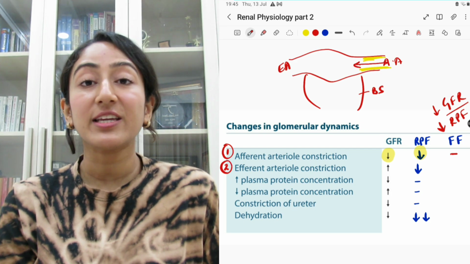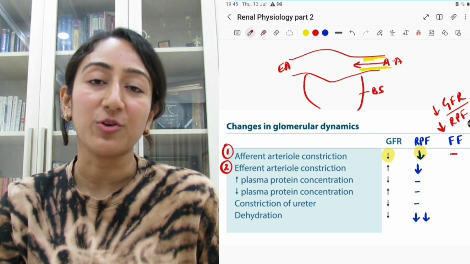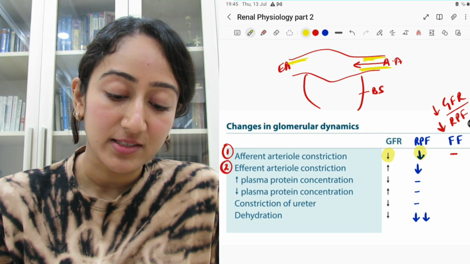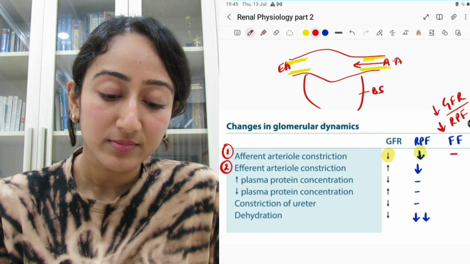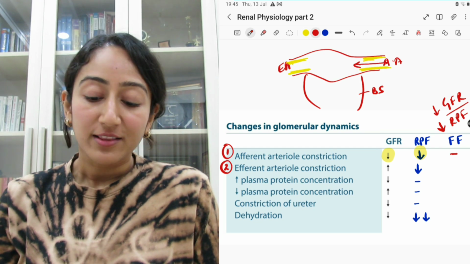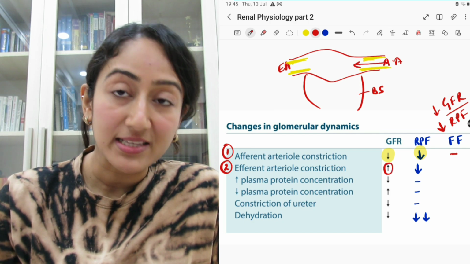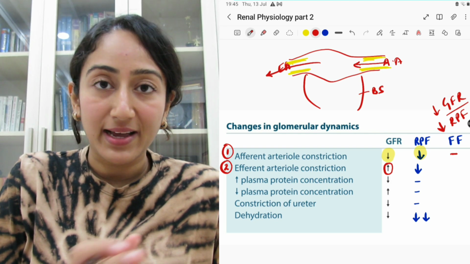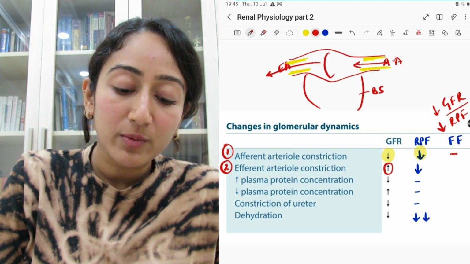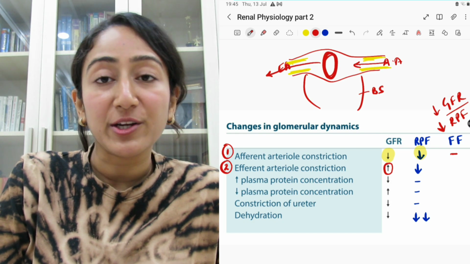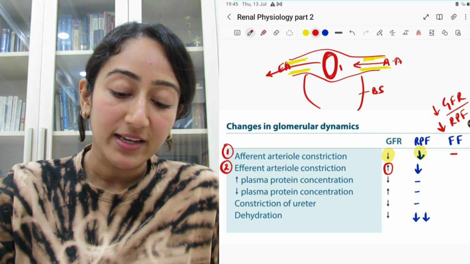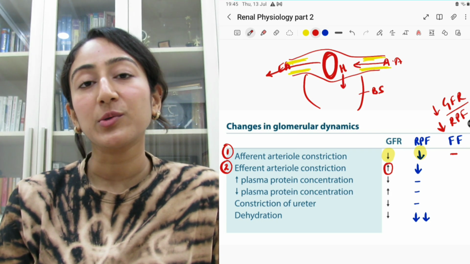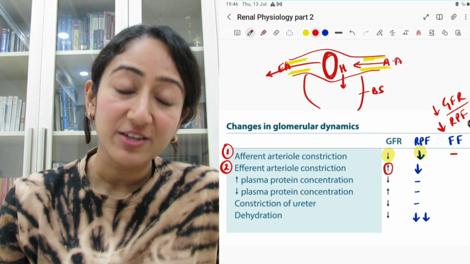What happens when your efferent arteriole constricts? Now this is a bit controversial and confusing one. If your efferent arteriole constricts, for example right here, what happens to the GFR? The GFR actually ends up increasing, and that is because your plasma is not able to exit as fast as it has entered. There will be an increase in the hydrostatic pressure within the glomerular capillaries, and as we know, the hydrostatic pressure is going to exert an outward force, and that is going to increase the GFR, and that is why our GFR is increasing.